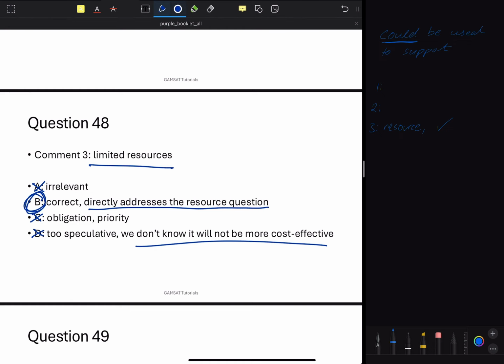So students get this question wrong because they just pick the strongest argument that they personally think, but they're not actually arguing against comment 3. Comment 3 is specifically talking about resources. So even if you may agree with option A, which is right to life, that's irrelevant in this case because comment 3 is not talking about right to life. Comment 3 is talking about resources.